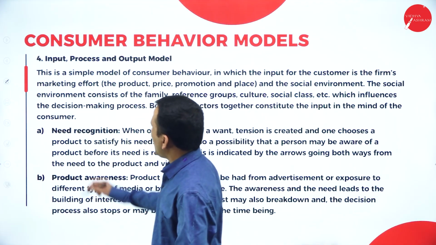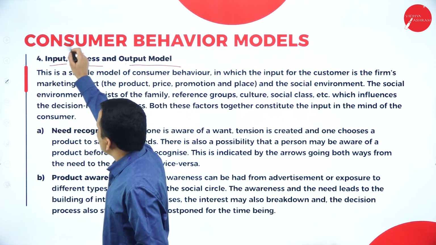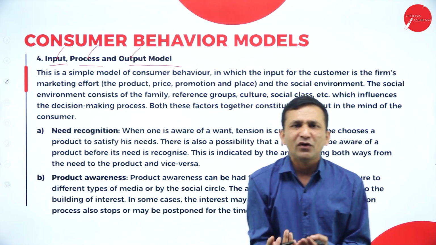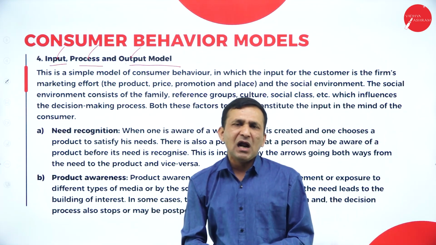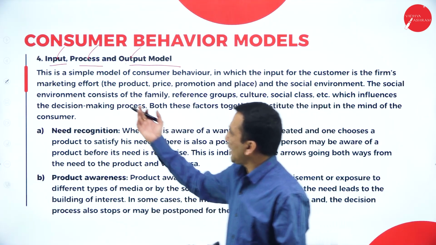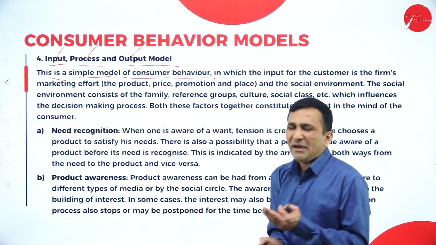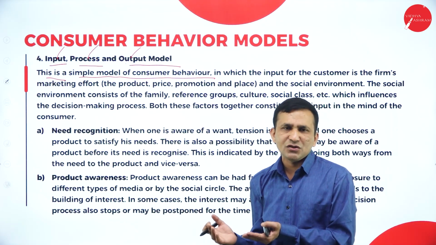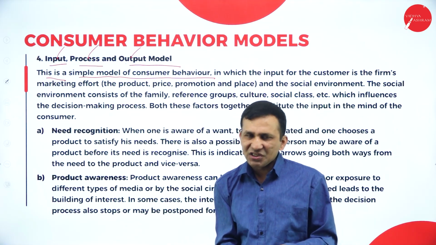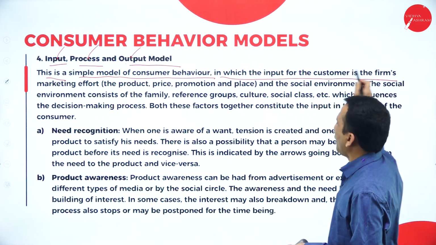Moving forward, next, the fourth one, the input, process and output model. Every consumer is getting a lot of information, because millions of products are offered to the end consumer. They try to collect all the information. This is a simple model of consumer behavior. Behavior keeps changing from consumer to consumer, based on the collected information, how they process it, and what kind of decisions they take at the time of purchasing, in which the input is the firm's marketing effort.